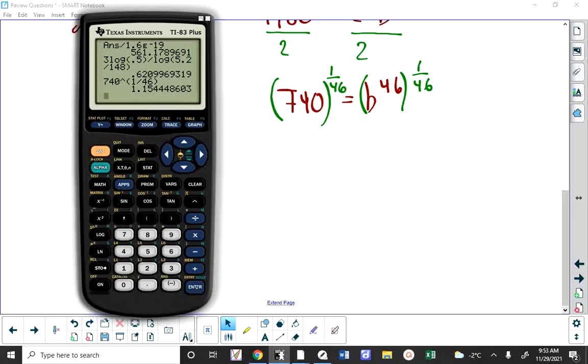The 46th root is this number. If you wanted to take the 46th root without using the concept of exponents, it's a very clunky method. You enter 46, you go to your math menu and choose the xth root. It looks like garbage. It looks like 46 is a coefficient, and it's not. It's the index. It's in that little crook in the root, and then you would enter 740. Anyway, b is 1.15.